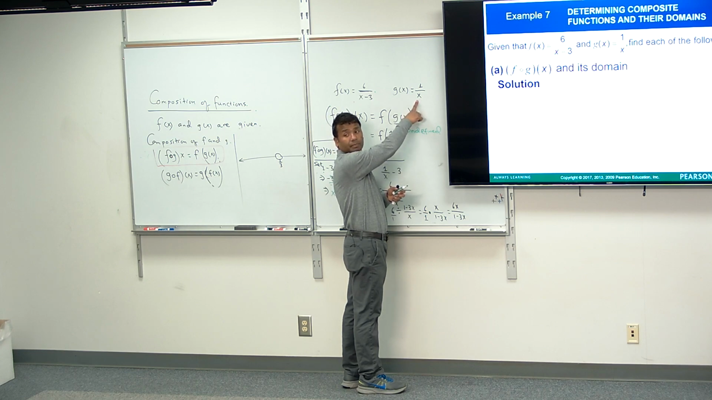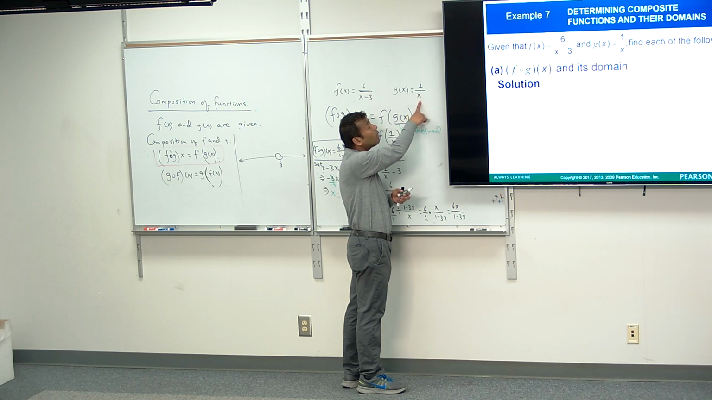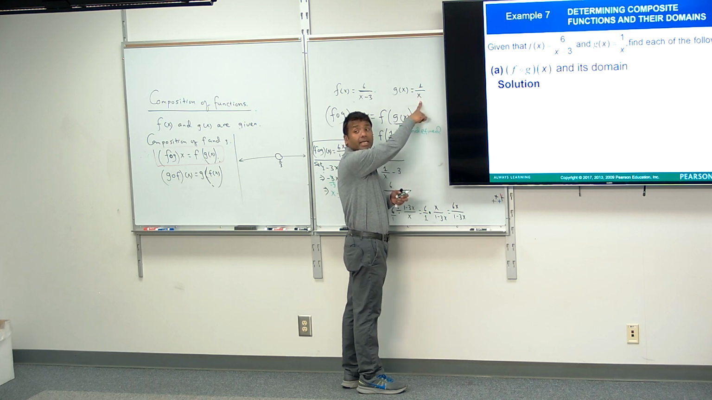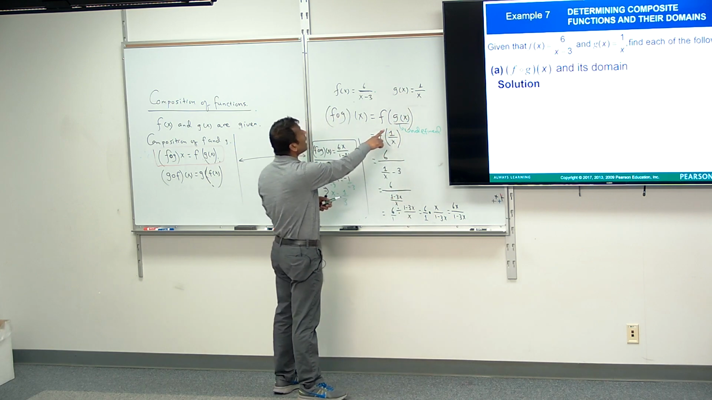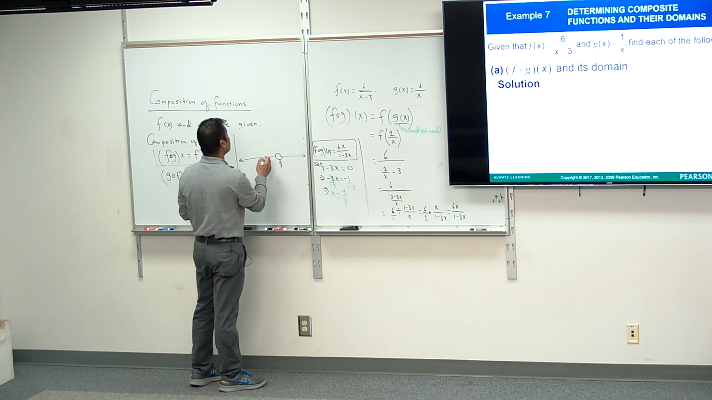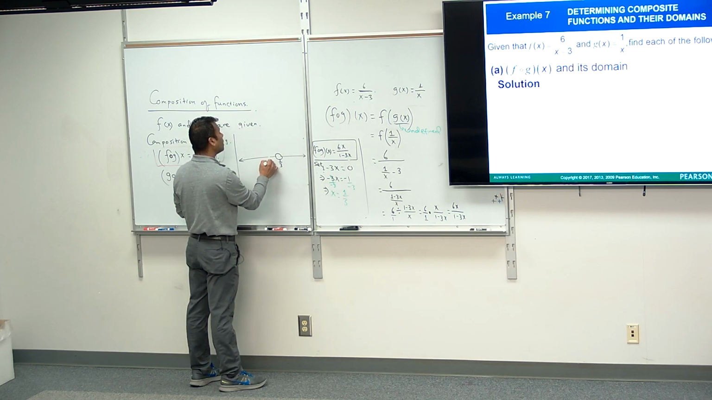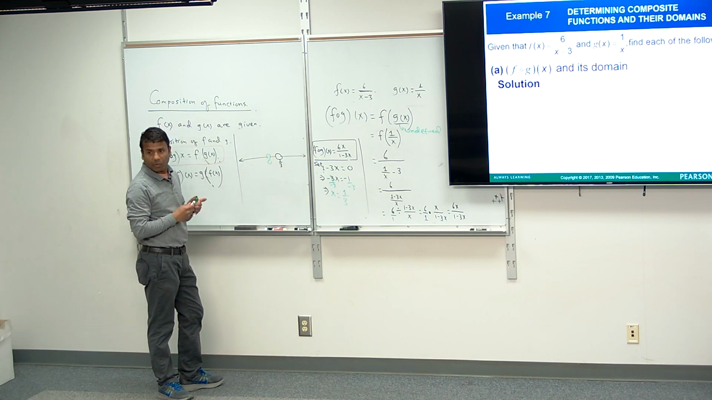So now what value of x makes g of x undefined? What is your g of x? Your g of x is 1/x, right? What value of x makes g of x undefined? If x is 0, it will be 1/0, is that right? Yes. So x equal to 0 makes this function undefined. So now you have to exclude that 0 from here also. Let's say the 0 is somewhere here. You have to exclude that 0 also. Are you with me?